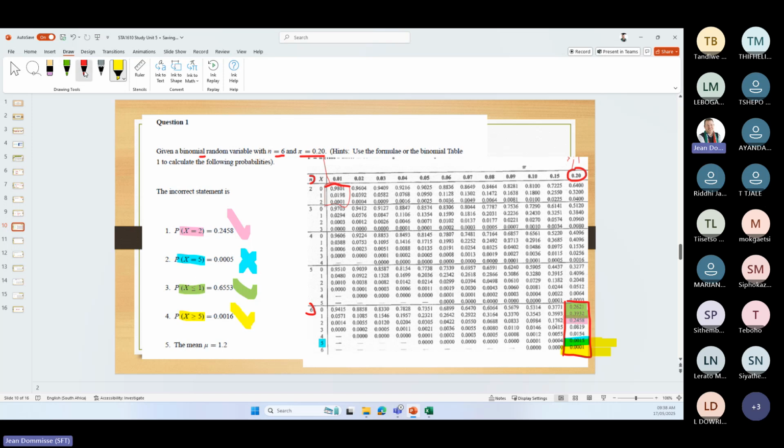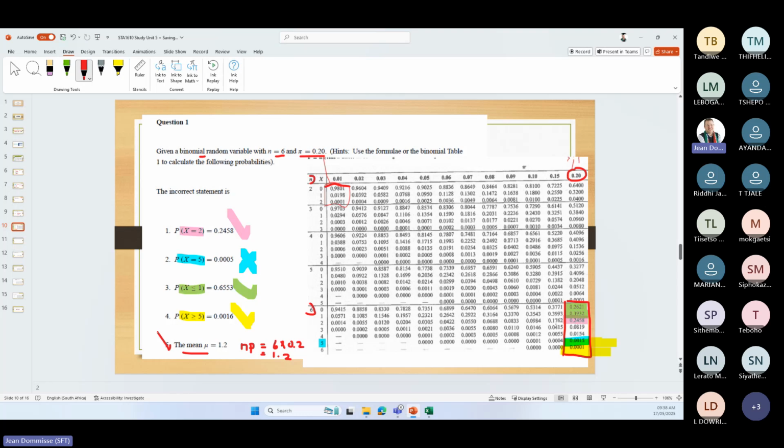And then just the last one, if we need to work out the mean with the binomial distribution, we don't need to use that massive formula. All that we need to do is to say it's n times p. So in this instance, it was 6 times 0.2, which is equal to 1.2. And so also the correct one.